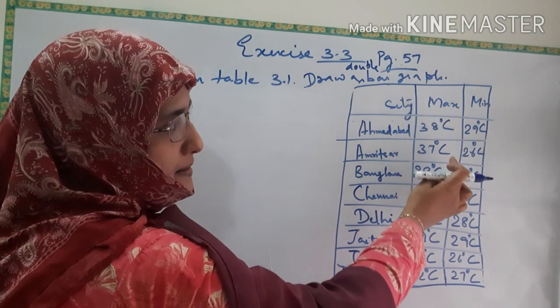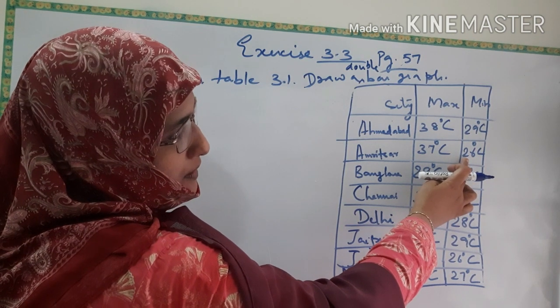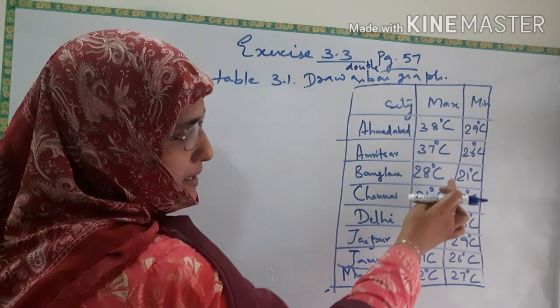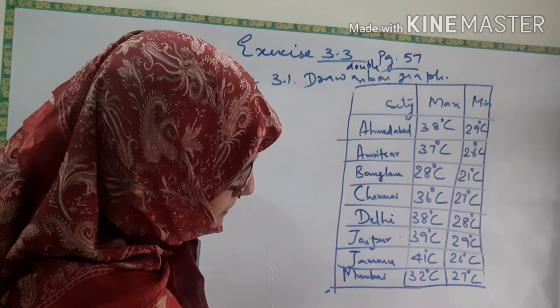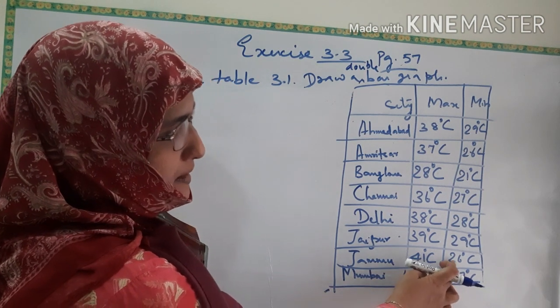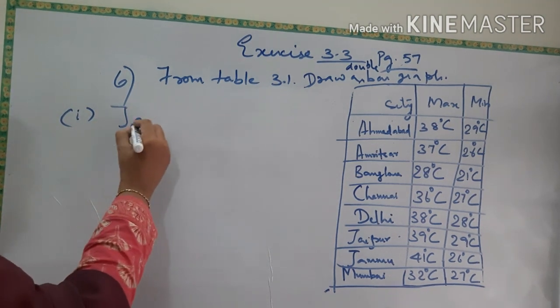Only 9 degrees Celsius. And here 37 and 26, so it will be 11 degrees. Then 28 and 21, 7 degrees. So which is the maximum? I think it is Jammu. 41 and 26, that is the maximum difference. Okay, so the answer will be Jammu.